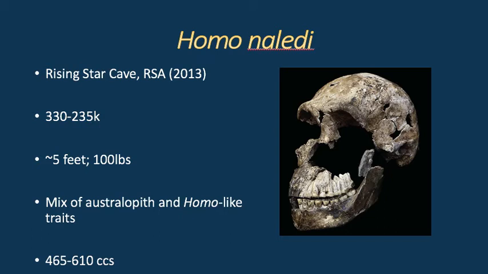These individuals were smaller than modern humans, about 5 feet, weighing about 100 pounds, and they look like they have kind of a curious mixture of Australopith and Homo-like traits. Brain size is surprisingly small. If we look up here, 330 to 235, they were overlapping with modern humans. They were around in South Africa when modern humans were living in other parts of Africa. So this brain size is really surprising, given how late in time these individuals lived.